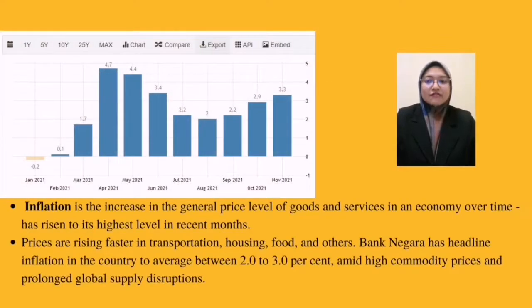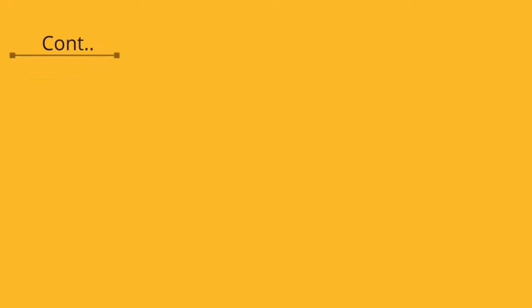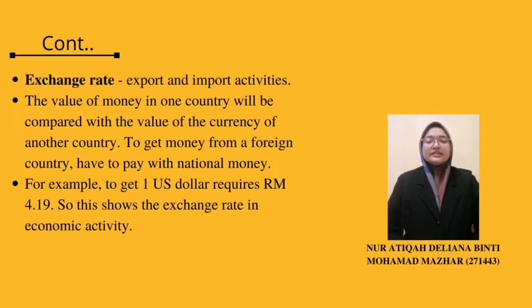Next is inflation. Inflation is the increase in the general price level of goods and services in an economy over time and has risen to its highest in recent months. Prices are rising faster in transportation, housing, food, and others. Bank Negara has headline inflation in the country averaging between 2.0 to 3.0% amid higher commodity prices and prolonged global supply disruption.